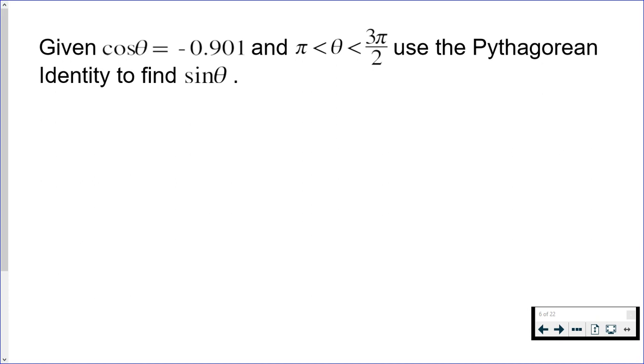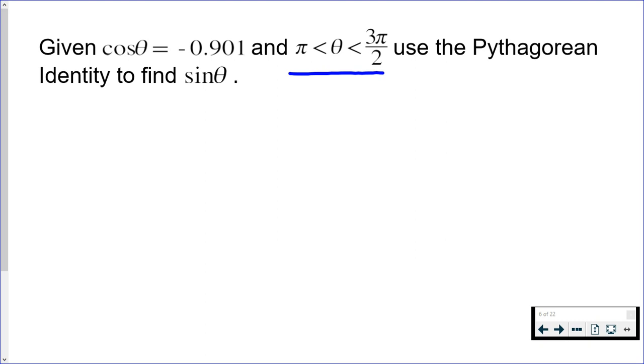So this is a Pythagorean identity problem. This time we're given cosine is negative 0.901, and we're asked to find sine. This inequality right here is telling us which quadrant the angle is located in.